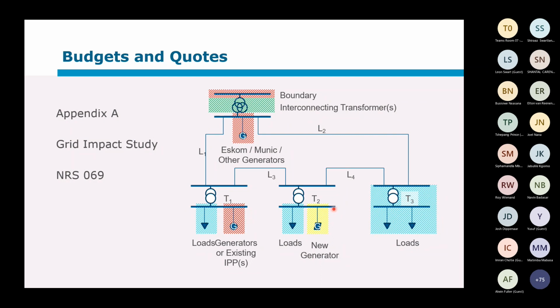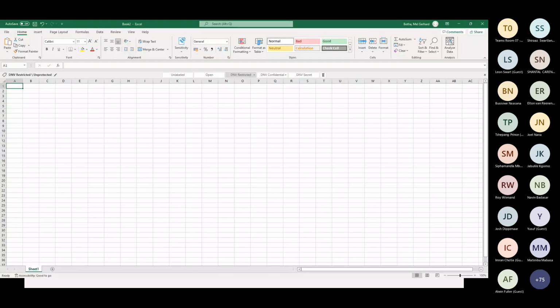So if we assume that we needed to increase this transformer size, as well as these two lines, what would typically be the costs? So just to show you how you can do that, I'm opening an Excel spreadsheet.